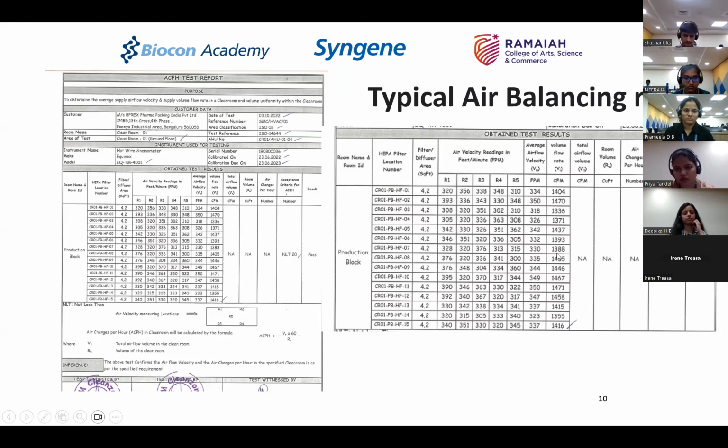If you see these values also, the least value is about 1336, whereas the highest value is 1471. Here also the delta should not be more than 20%.